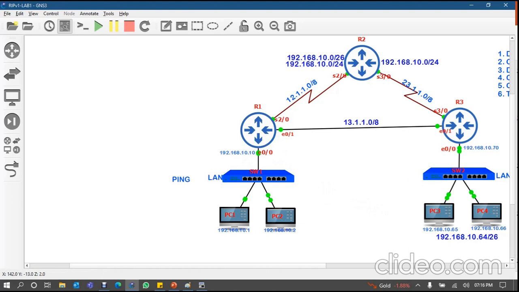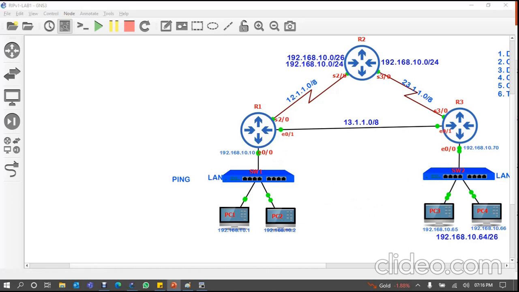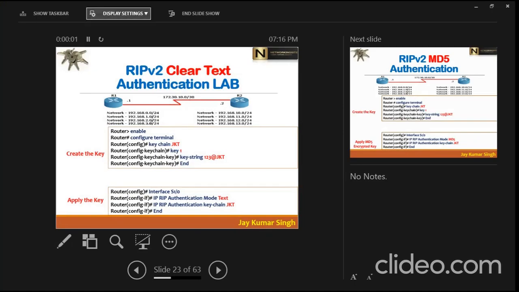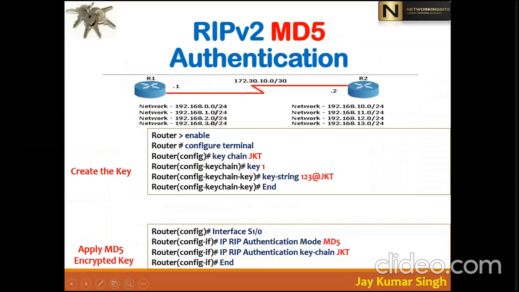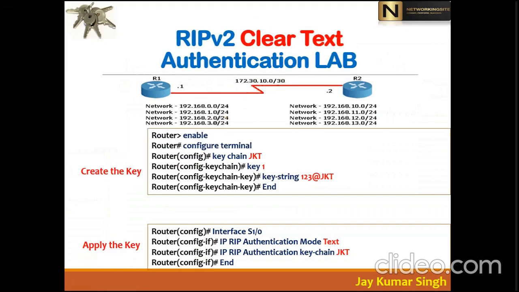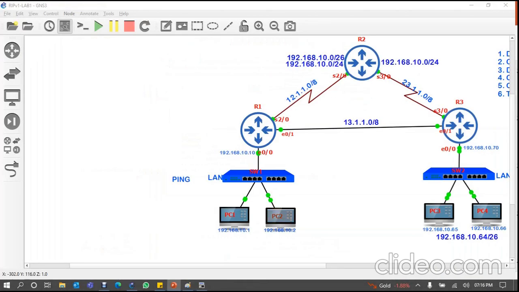Now we are working with RIP authentication. RIP supports two types of authentication, clear text authentication and MD5 authentication. MD5 authentication is a little bit more secure than clear text, so we will be working with both. Now here we are on R1. We will implement this type of security between R1 and R2.